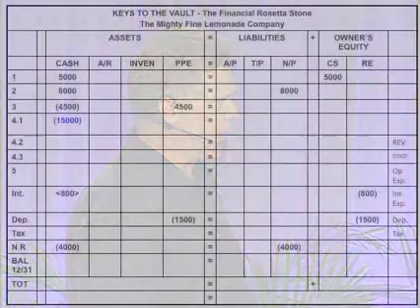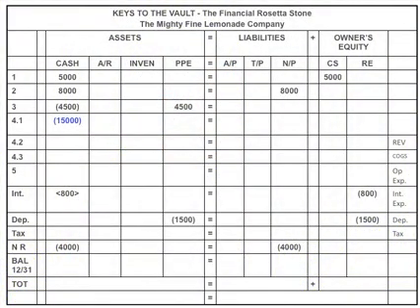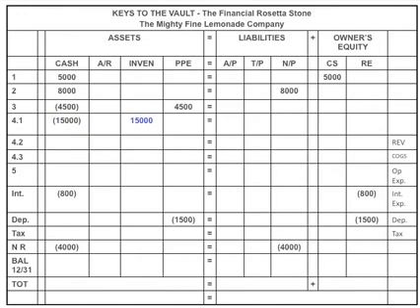So, by the way, which transaction number is this? Transaction 4.1. Let's record that. Do you see 4.1 on the left? Good. Did we use some cash? How much? 15,000. Write it down. What did we spend that cash on? Inventory. Do you see that column? Good. In that column, write it down.